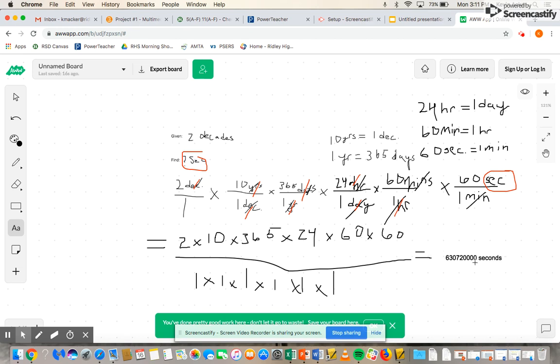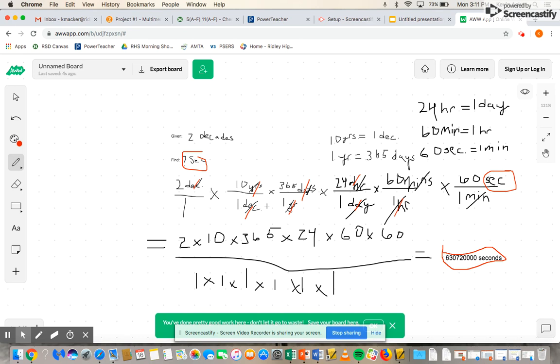So if we were to say that in everyday speak, that is 630,720,000 seconds in 2 decades. And that is ultimately our answer. The reason we need to go through all this work is so that we can cancel out our units that we eventually get from one unit to the other.